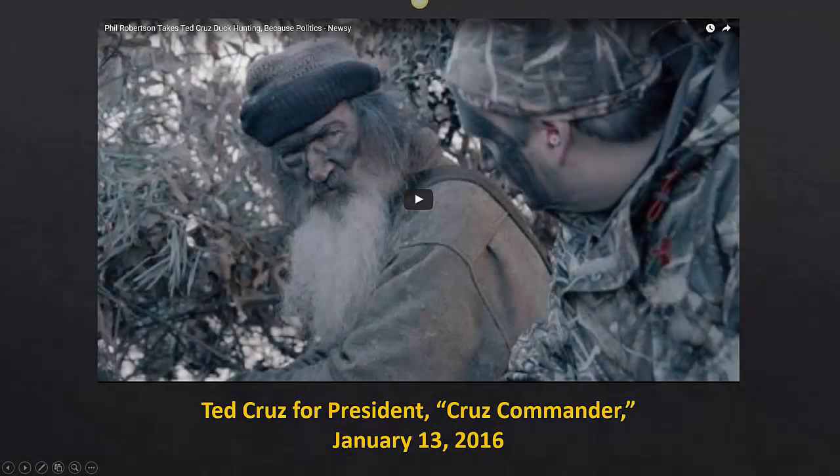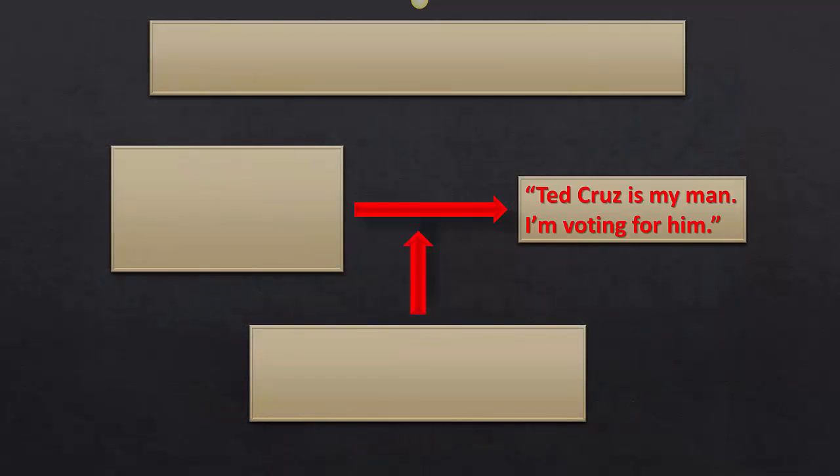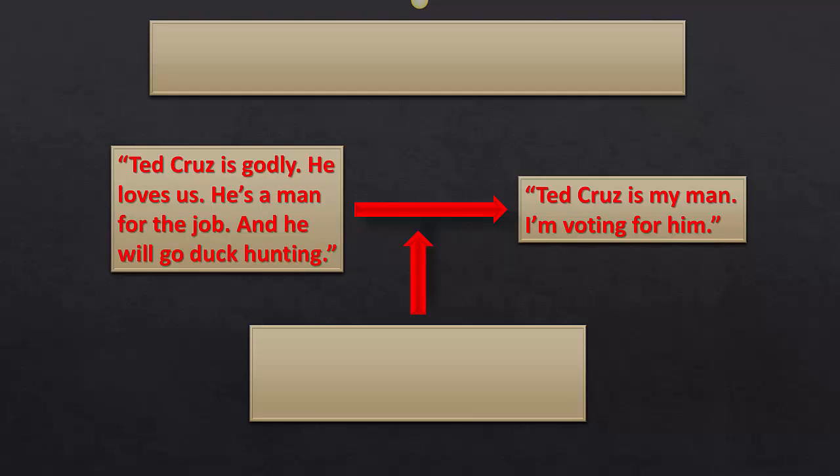Okay, so let's see how this argument functions. First of all, we need to think about the claim. Ted Cruz is my man. I'm voting for him. He fits the bill. Bill. Duck Bill. See what I did there? I'll see what he did there. Anyway, Robertson makes the claim pretty straightforward. He provides as evidence to support his claim: Ted Cruz is godly, he loves us, he's the man for the job, and he will go duck hunting.